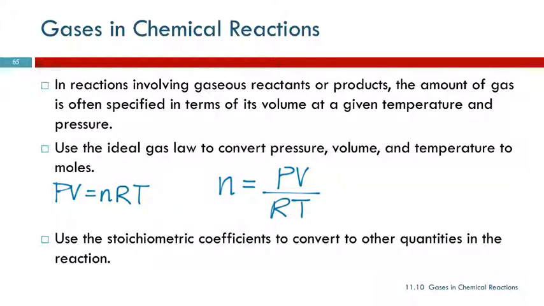Once you have the moles of gas, then you follow the same process as we did for other stoichiometric calculations. We use the coefficients from the balanced chemical equation to convert moles of this gas to moles of the other thing that we're interested in. So it's a variation on grams to moles to moles to grams.